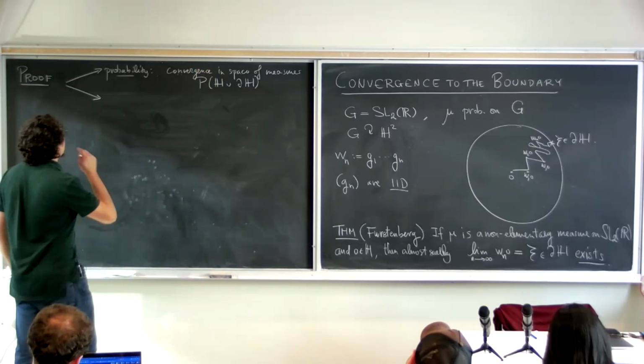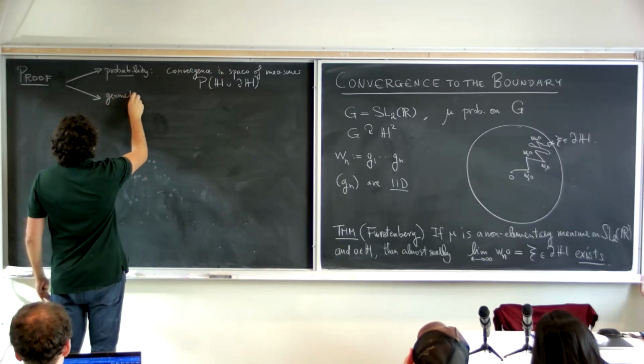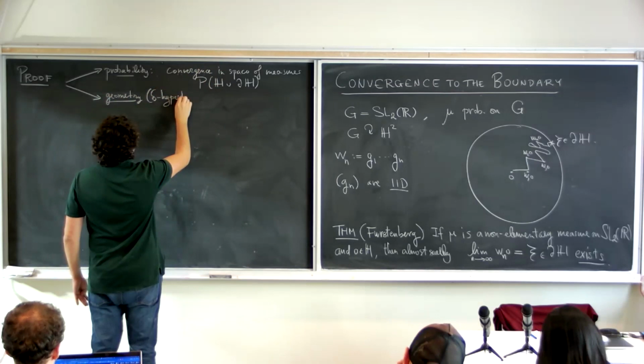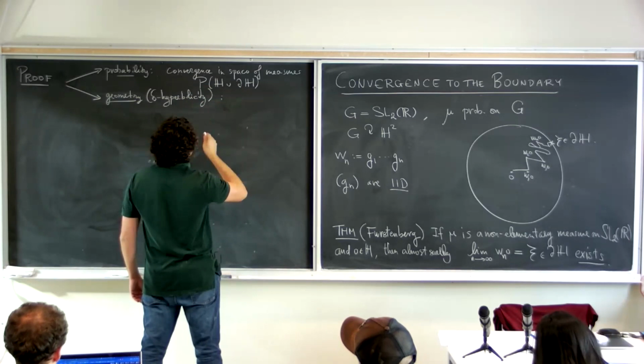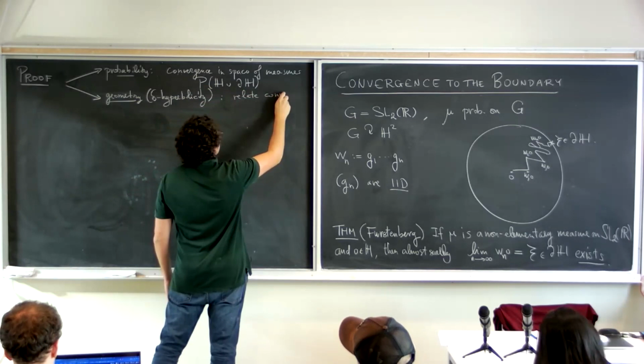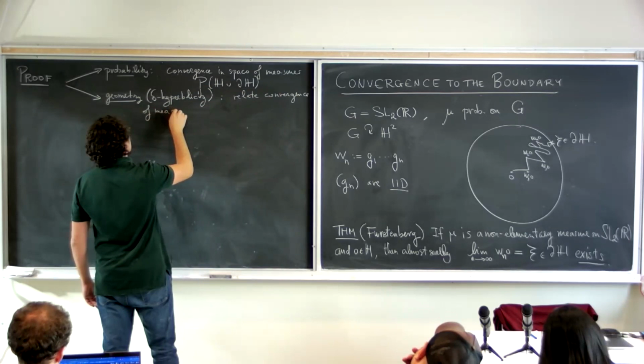And then the geometry, meaning the delta hyperbolicity of the plane. Yeah, so this would tell us that you can relate convergence of measures to convergence of points.